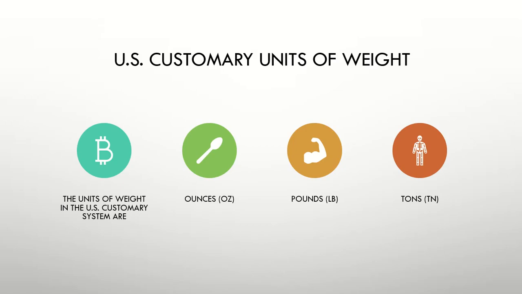So in the United States, we use the following customary units of weight: ounces, pounds, and tons. Okay? Ounces, pounds, and tons.